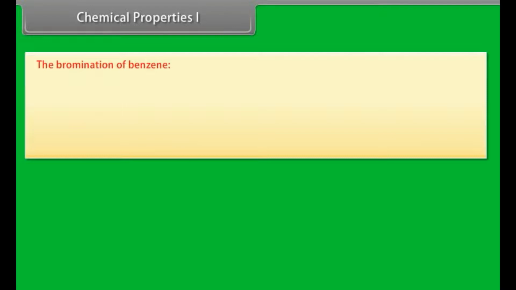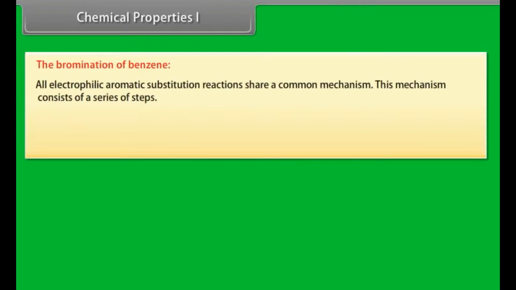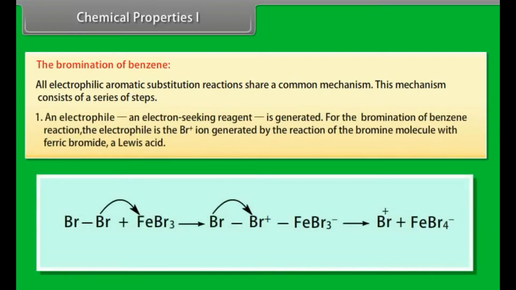The bromination of benzene. All electrophilic aromatic substitution reactions share a common mechanism. This mechanism consists of a series of steps. An electrophile, an electron-seeking reagent, is generated. For the bromination of benzene, the electrophile is the Br+ ion generated by the reaction of the bromine molecule with ferric bromide, a Lewis acid.